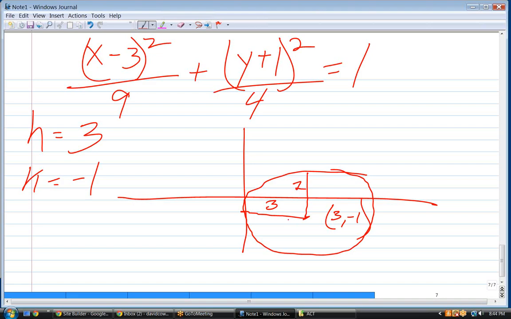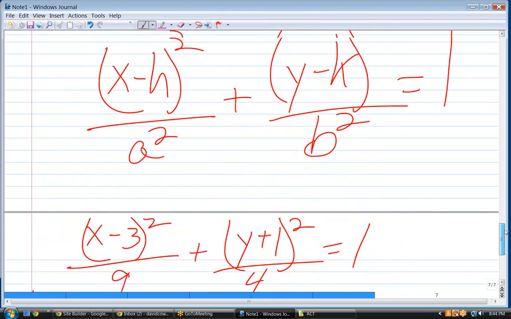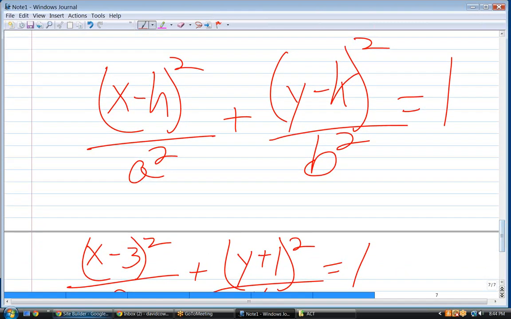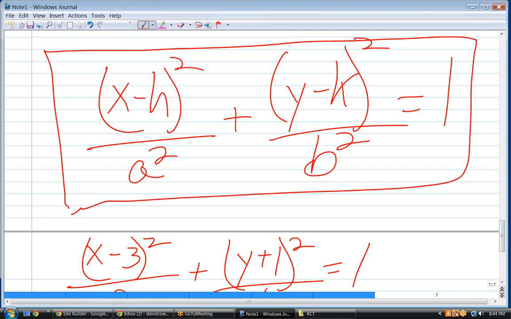For an ellipse, all you need to know is where the center is, where each of your major vertices are, and where your minor vertices are. Now, you'll learn a lot more than that when you study conic sections, but for the ACT test, that's all you need to know, is what I just told you about ellipses and circles. And the most important part is the general formula. That is the general formula of an ellipse.